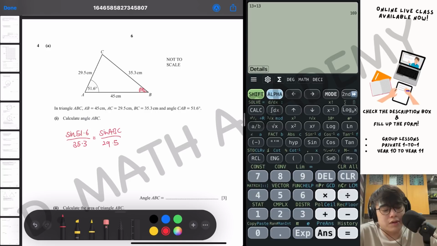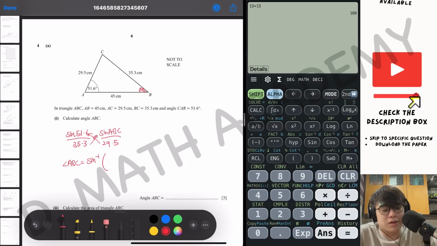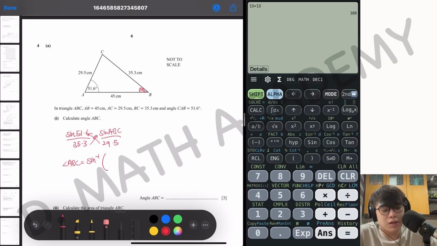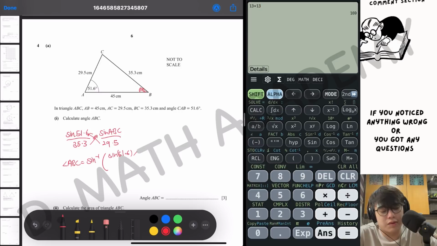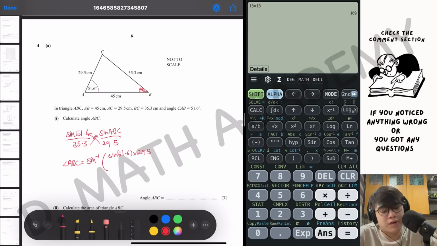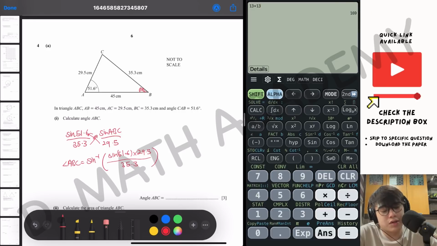So by running your calculation, you basically cross multiply them. And then to find your angle ABC, all you have to key in is sine inverse. Okay, and then you will have sine 51.6. Okay, bracket it up, multiply it with 29.5, and then divide it by 35.3. So you should be able to identify your results using this.